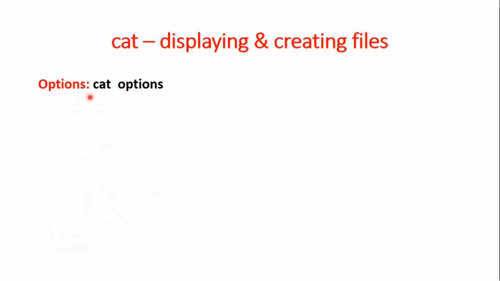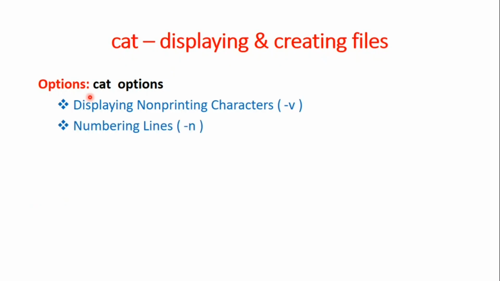The options that are available with cat are -v and -n. -v is used for displaying non-printing characters in the given file, and -n stands for numbering, and it will display the line numbers along with the content of the file.